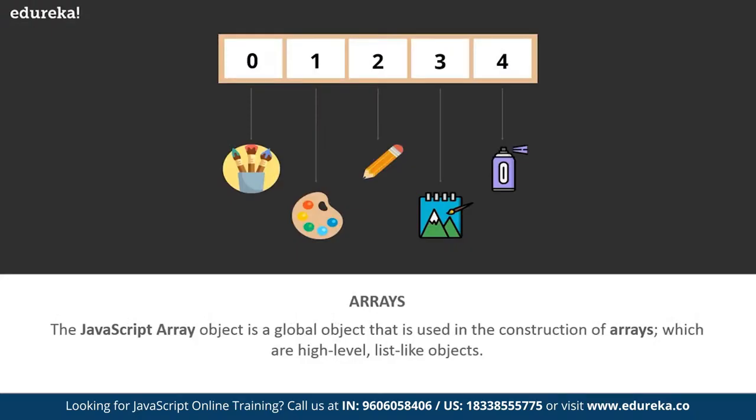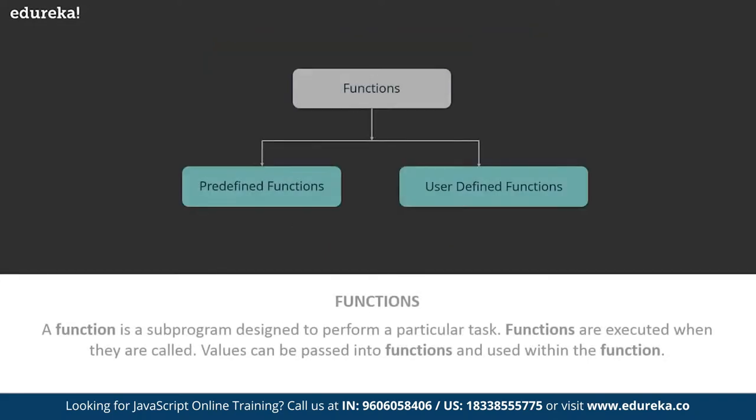So we have seen what objects and arrays are. Now it's time to move on and have a look at functions in JavaScript. Functions in JavaScript are divided into two different types. First, we have the predefined functions, and then we have user-defined functions. Basically, a function is a subprogram designed to perform a particular task. Functions are executed when they are called, and values can be passed into functions and used within them.